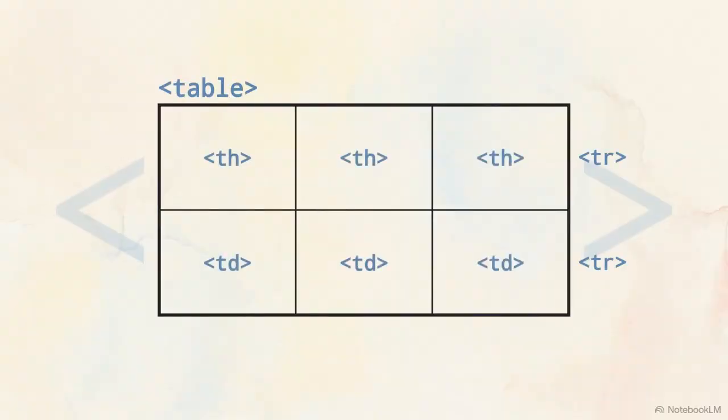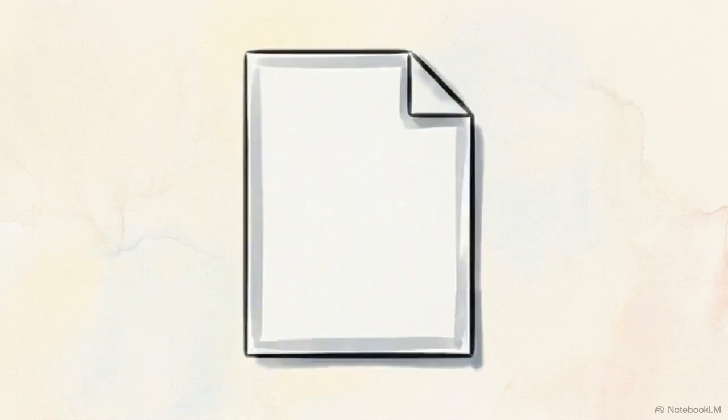Today, we are going to learn how to build one of these grids from the ground up using HTML. We will translate standard code step by step into a structured table. On the left is our code editor, and on the right is our canvas.